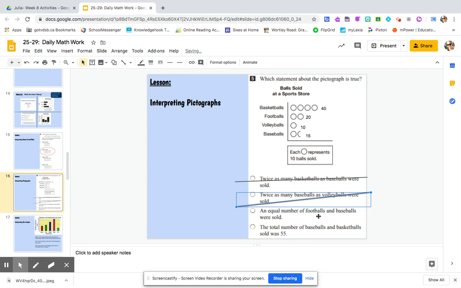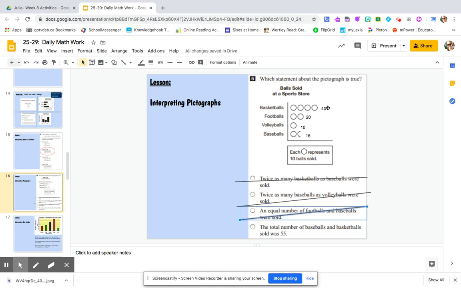Now, an equal number of footballs and baseballs were sold. Is footballs and baseballs the same number? No, that is not true either. And last but not least, the total number of baseballs and basketballs was 55. I hope this is right.